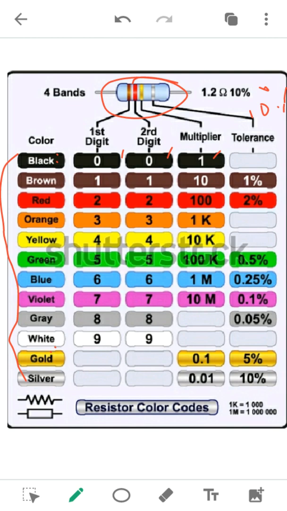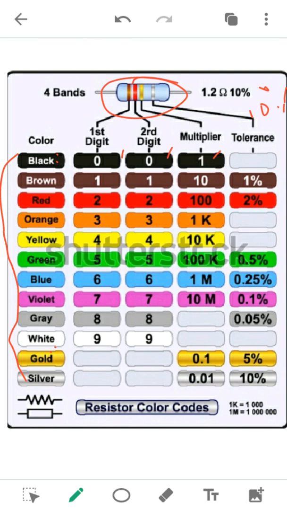Then violet is 7, that is 10 raised to 7. Then gray is 8, white is 9. Gold and silver are given in plus or minus form. That will be the percentage of tolerance, that means how much they can withstand. That will be the tolerance. For gold it is 5%, and for silver it is 10%.